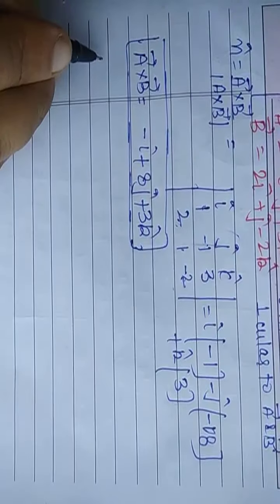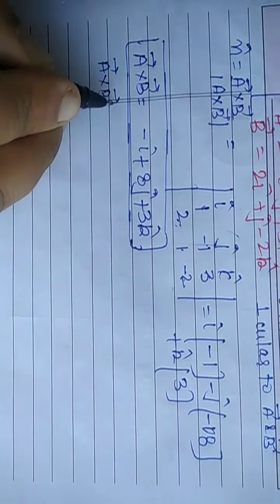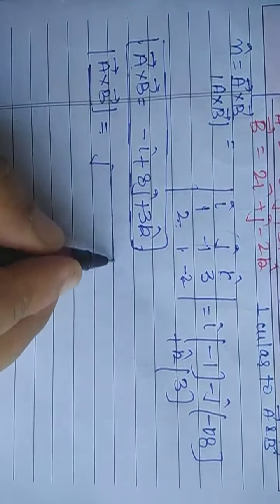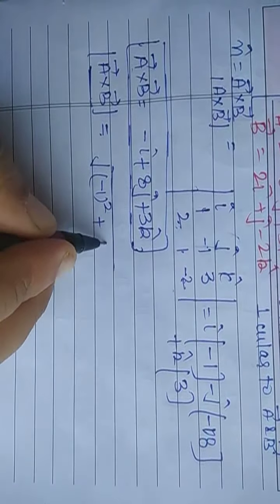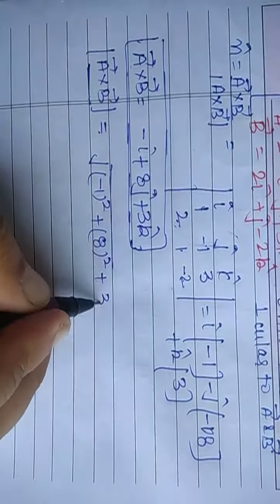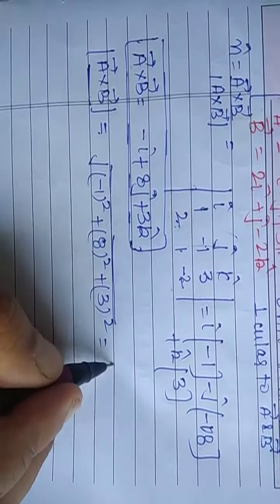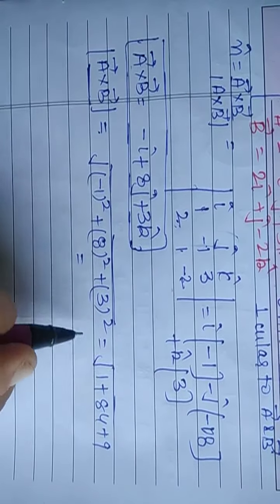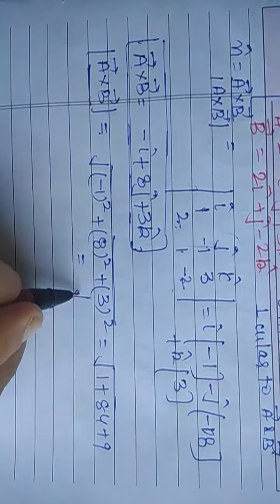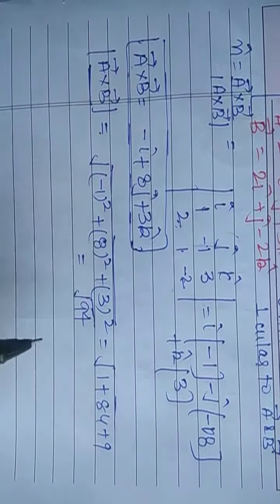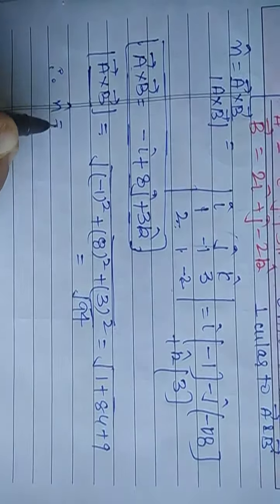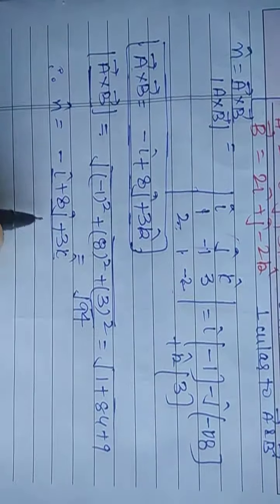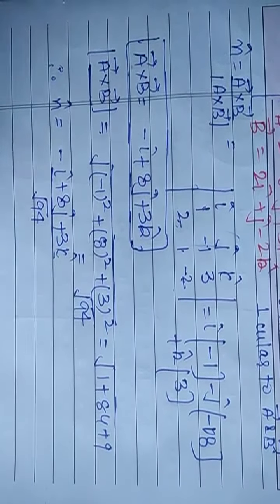Let us go further. Now I have to find the magnitude of this vector. Very easy to find the magnitude. When you find the magnitude, coefficient of i squared minus 1 squared, coefficient of j squared 8 squared, coefficient of k squared 3 squared. When you solve, you get 1 plus 64 plus 9. So after solving, 74 will be the answer. Therefore, the question was find a unit vector. So answer will be minus i plus 8j plus 3k divided by under root 94.